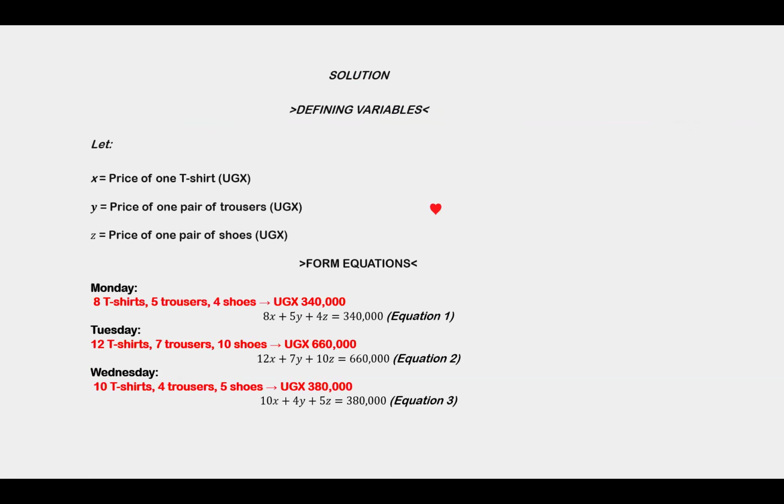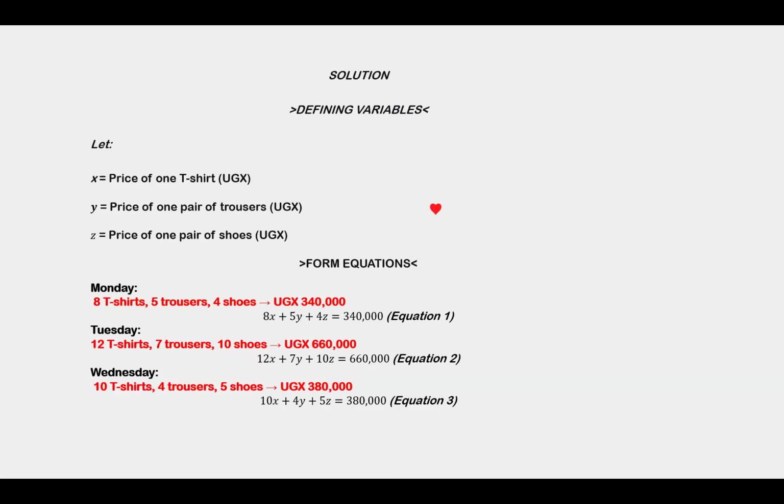So the first objective, which was to find the price of each commodity being sold. We have first to define the variables required. We're going to let X be the price of one t-shirt, Y be the price of one pair of trousers, and Z be the price of one pair of shoes. This is all in Uganda shillings because that's what the question provided us with. If it was in dollars, we'd also be expected to give X, Y, and Z in dollars.